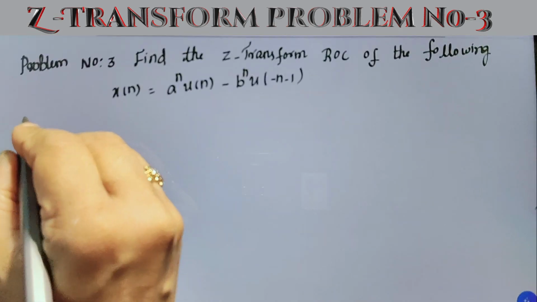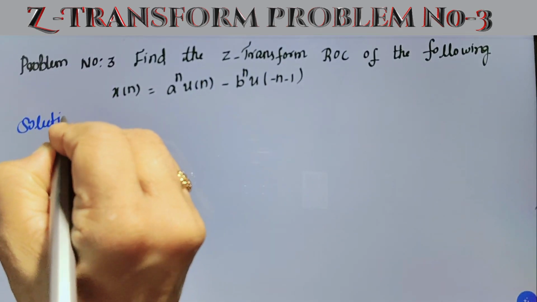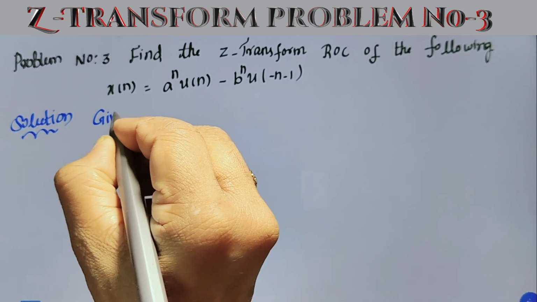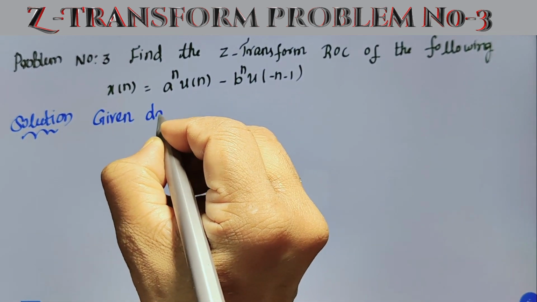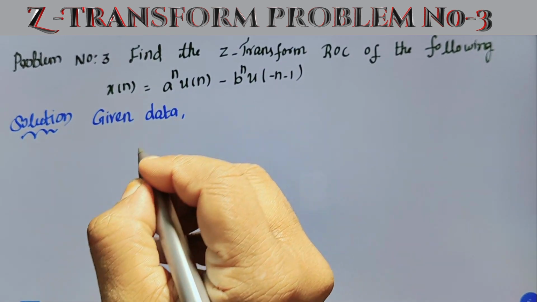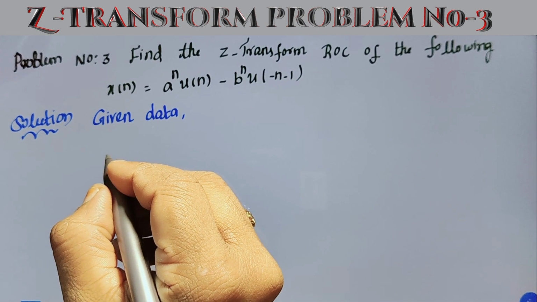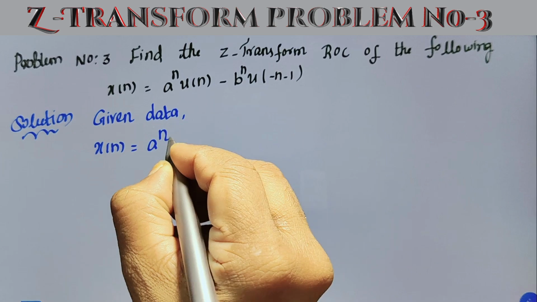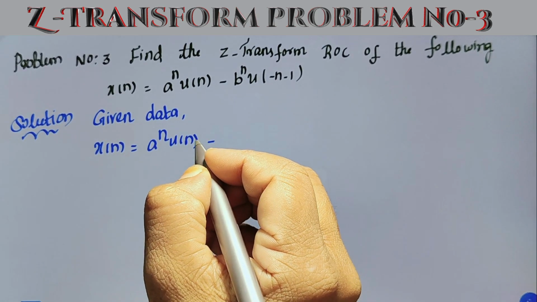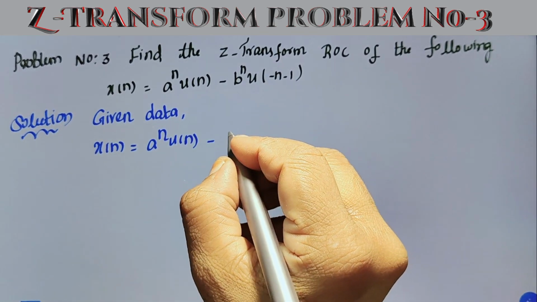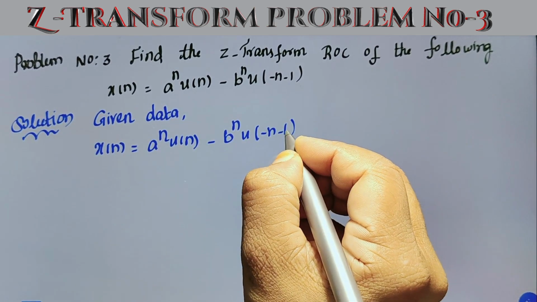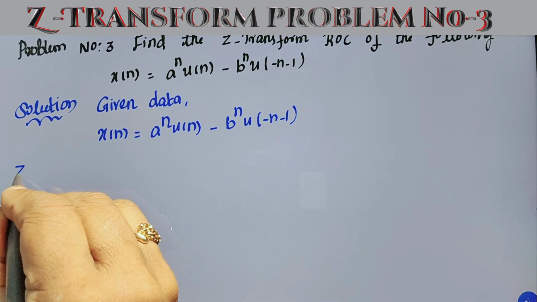Write the solution. Write the given data. What are the values given? x of n equal to a power n u of n minus b power n u of minus n minus 1. Let's write the Z transform formula.